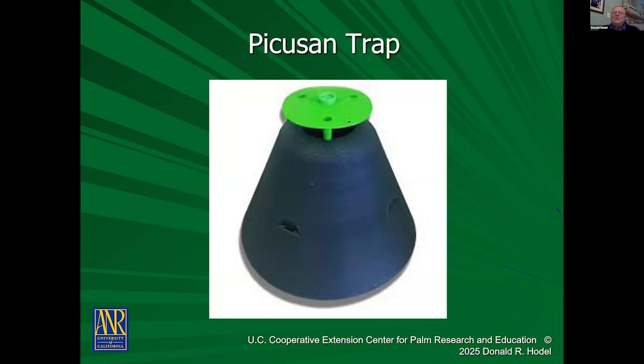And these are the preferred traps now, the Picusan traps. And there's a method to the madness of strategically placing these out. You don't want to put them right next to the palm, but you want to put them on the perimeter of the property that has palms to intercept them if they're coming your way.